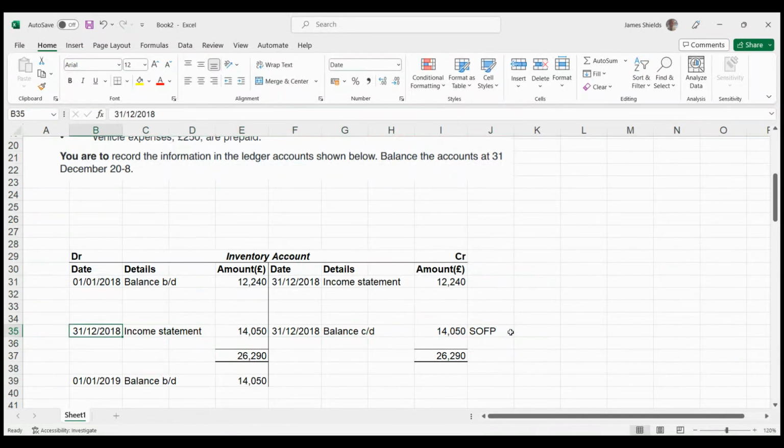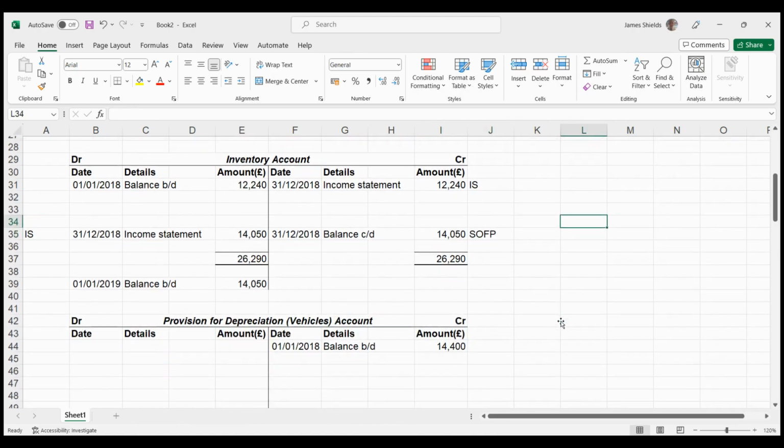And the one on this side, that goes on income statement. And also this one here, that's your income statement as well. So that's your opening inventory in your income statement. That's your closing inventory on the income statement. And that's the balance carried down in your statement of financial position at the end of the year, which will go in your current asset section. So that's your inventory account.